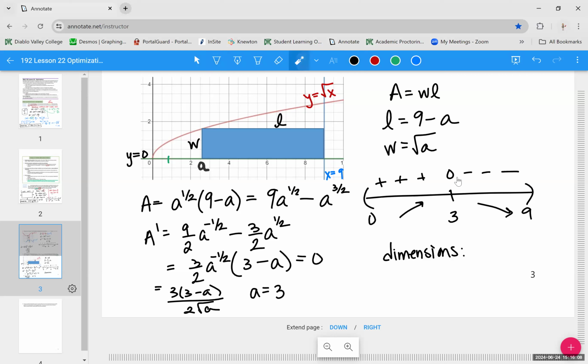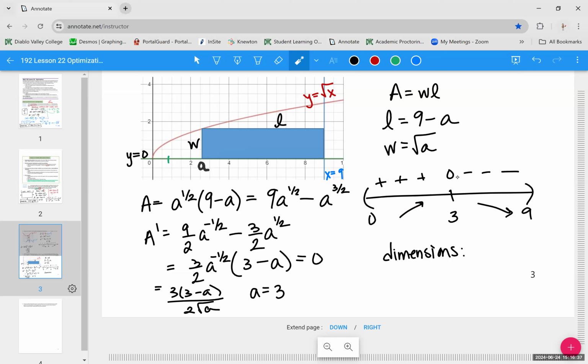So I'm going to throw that into a number line to check. And then I'm thinking about what are my natural endpoints for a? What's the least it could be? Well, 0. And what's the most it could be? 9. But once again, neither of those are viable options because I no longer have a rectangle. If it was all the way here at 0, I would just have a line. And if it was all the way here at 9, I would just have a dot. So neither of those are viable options.